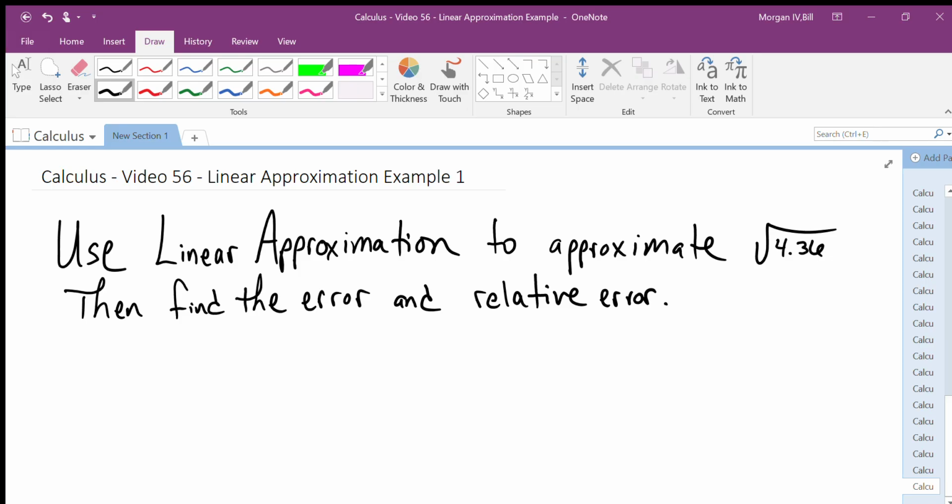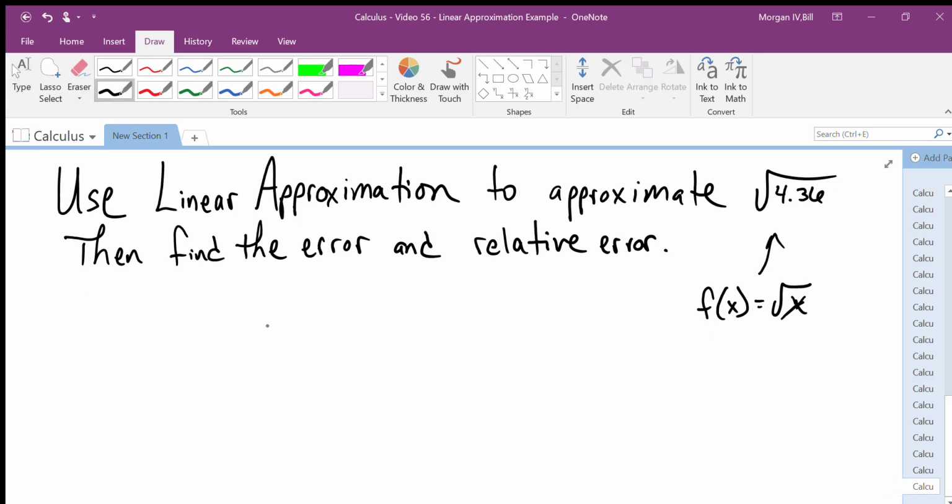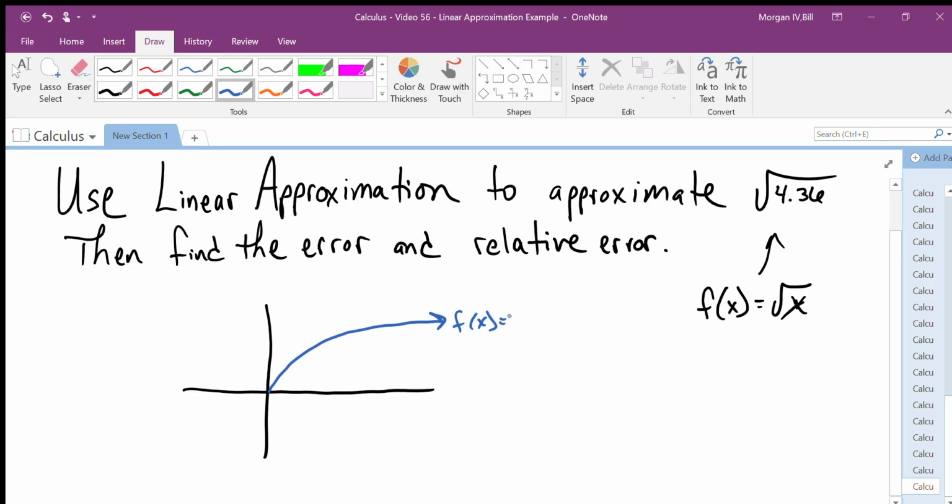Okay, first of all, before we start the approximation, let's get a picture of what's happening. We're trying to approximate the square root of 4.36. Therefore, the function we're looking at is f of x equals square root of x. Right, so we're saying what is the function value at 4.36? f of x equals square root of x looks something like this. And we are trying to approximate the function value at 4.36. So what is this y value there? What is the function value at 4.36?